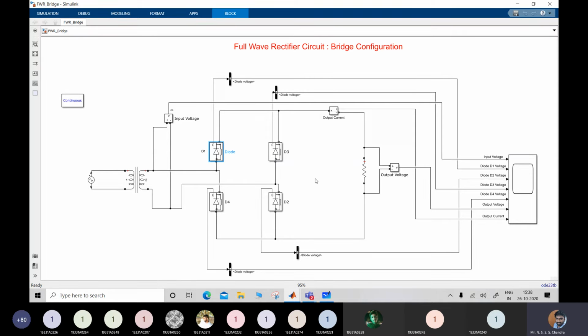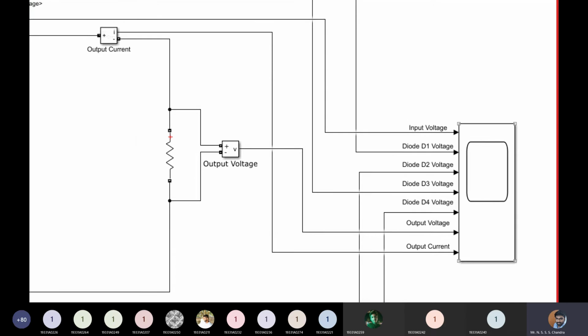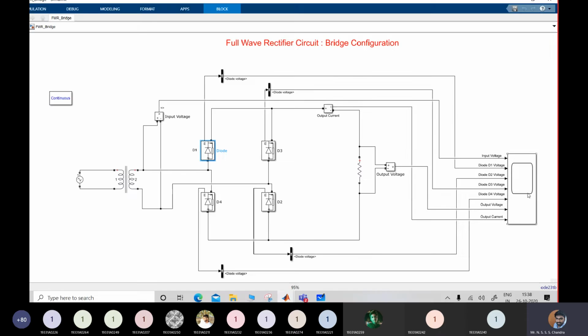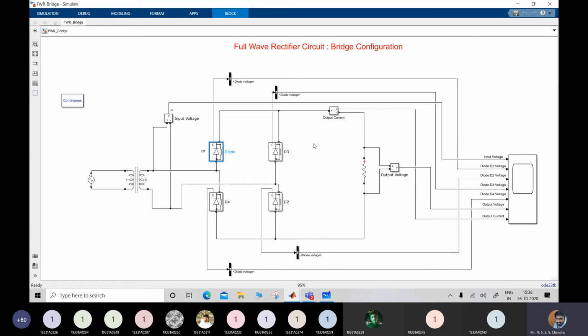Okay, and then I'm taking all these measurements to the scope. In the scope, I have 7 measurements. First is the input voltage, and then diode D1 voltage, diode D2 voltage, diode D3 voltage, diode D4 voltage, and then output voltage, and then output current. So all the 7 signals I'm giving to the scope. Okay, and again, I'm taking the simulation time as 0.1 seconds.